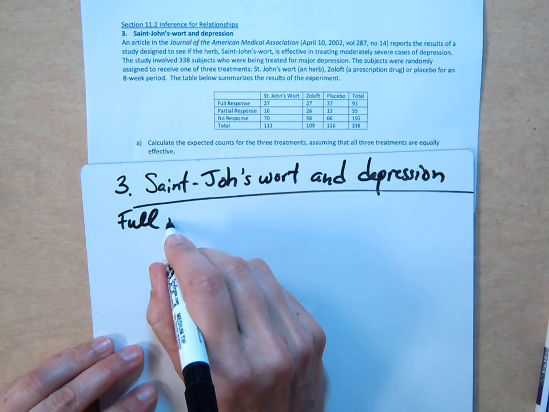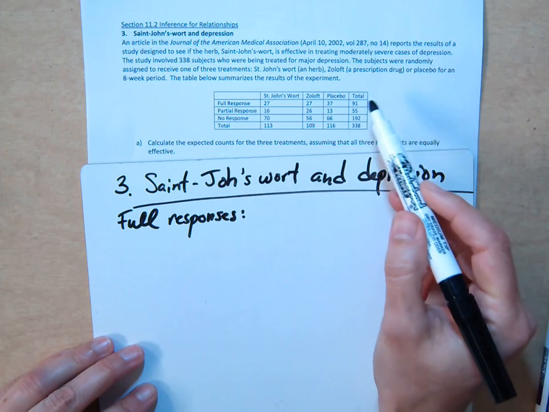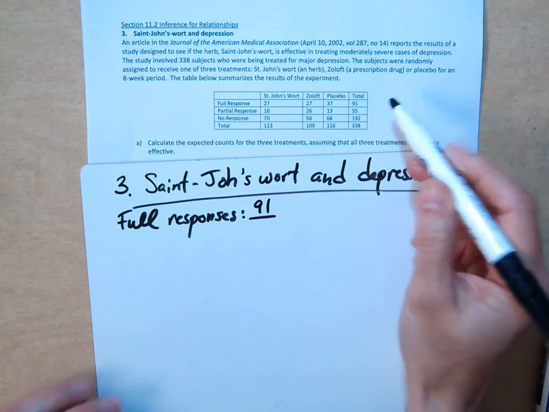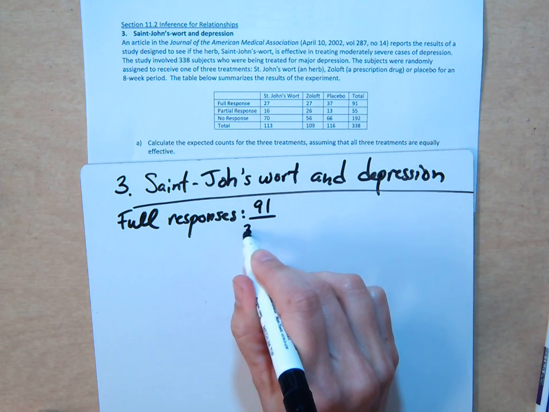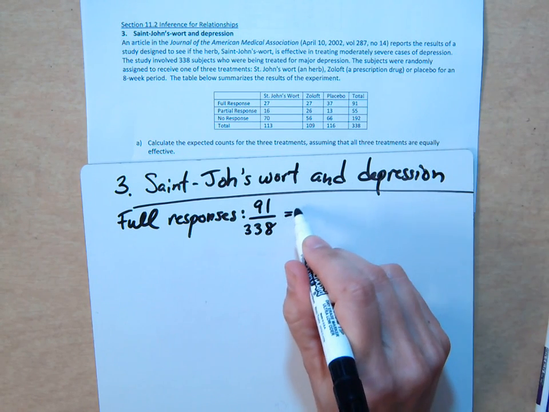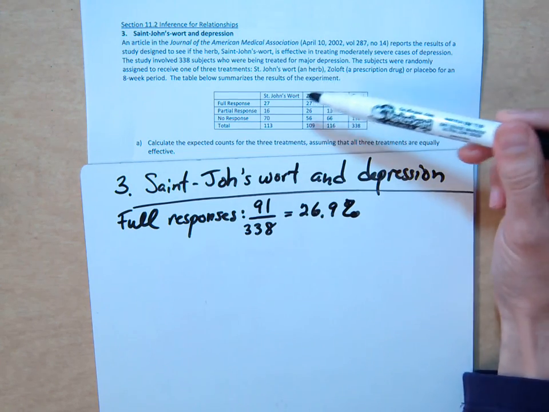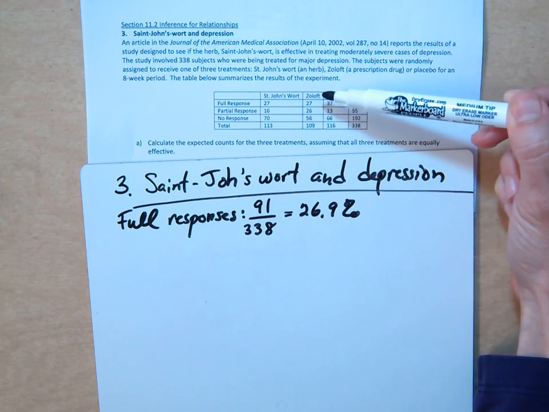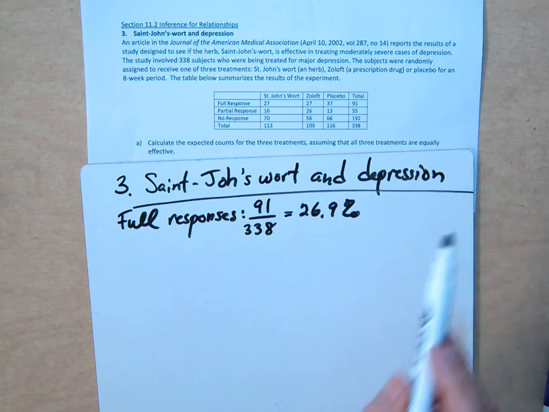So just looking at full responses, how would we find the expected counts? So just for full response, there's 91 total. 91 total had a full response, regardless of the treatment, out of 338, and that's the total down here. So basically, we want 26.9%. And if an equal number of people had each treatment, then all the numbers would end up being the same, but it's not. There's a different number taking each treatment. So we want to find 26.9% of each treatment.